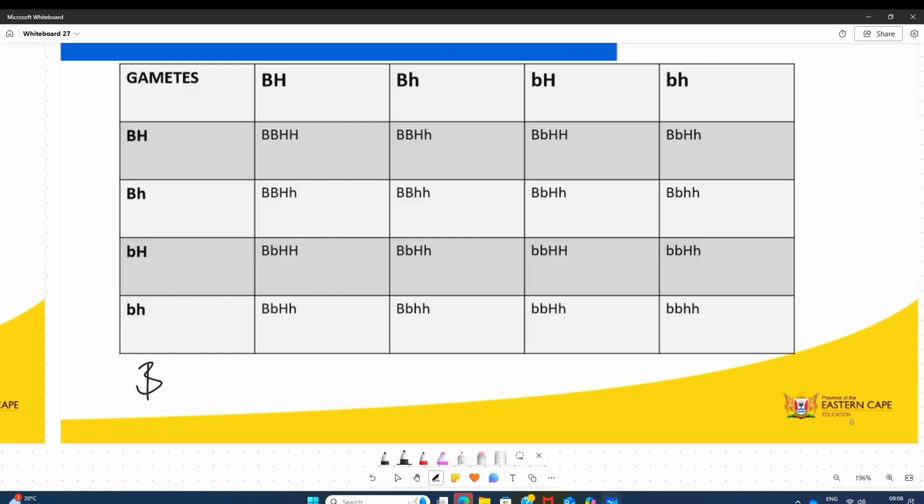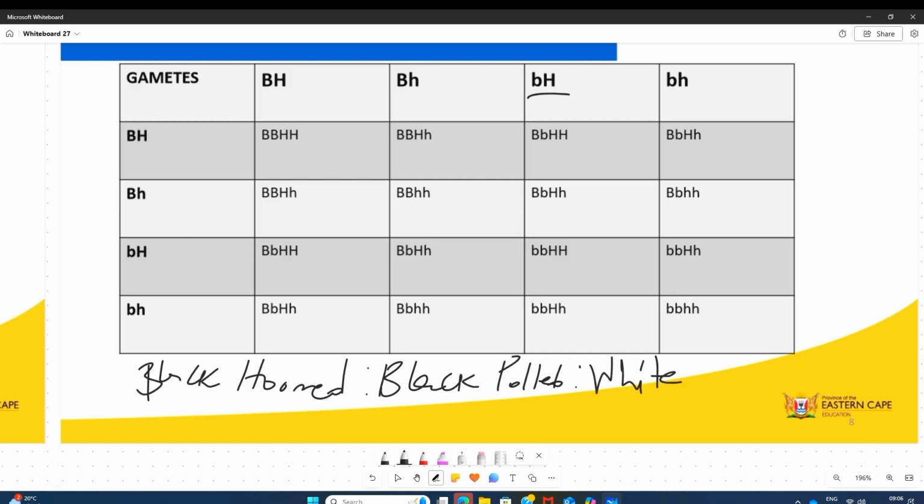We have the characteristics: number 1, black and horned. Number 2, black and polled. We also have number 3, white and horned. The last one, number 4, we have white and polled. Polled meaning it does not have horns.